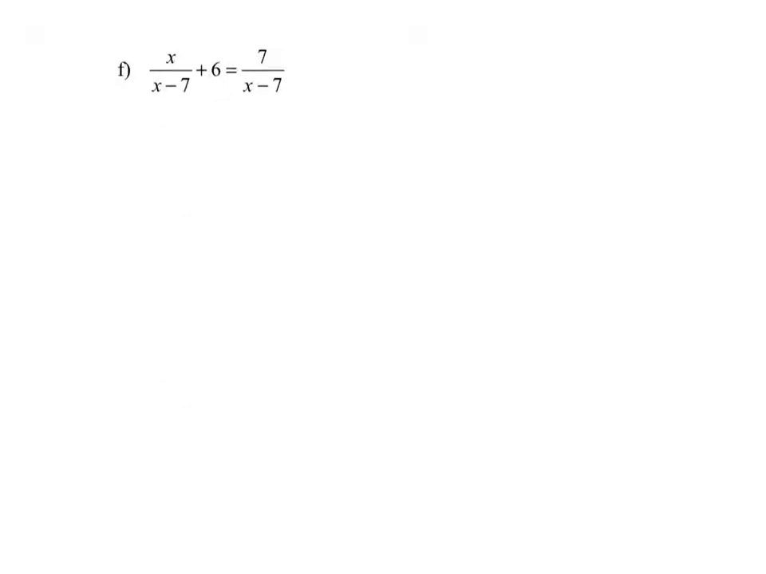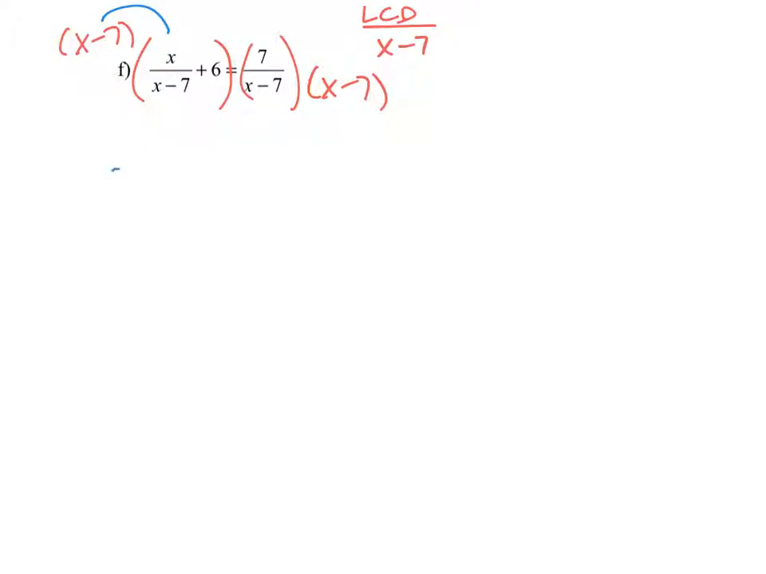To solve this equation, x divided by the quantity x minus 7 plus 6 equals 7 divided by the quantity x minus 7. We want to multiply both sides by the LCD. LCD is x minus 7. We're going to multiply the whole left side of the equation by x minus 7 and the whole right side of the equation by x minus 7. When you distribute the x minus 7 to the first term in the parentheses, the x minus 7s will cancel out to get x, or divide out, plus 6 times the quantity of x minus 7 on the left side. And on the right side, the x minus 7s will divide out, and we get 7.